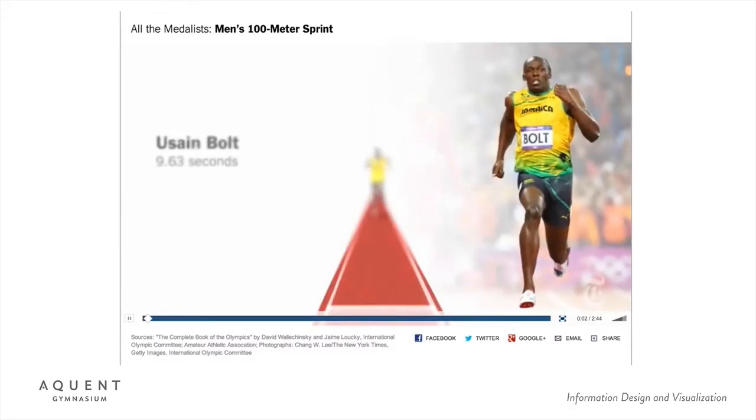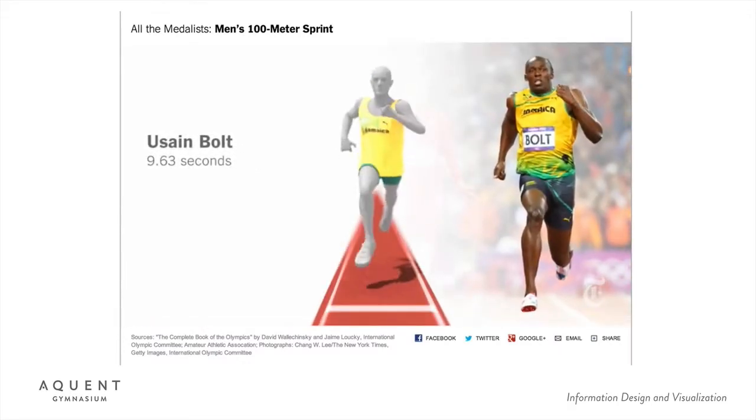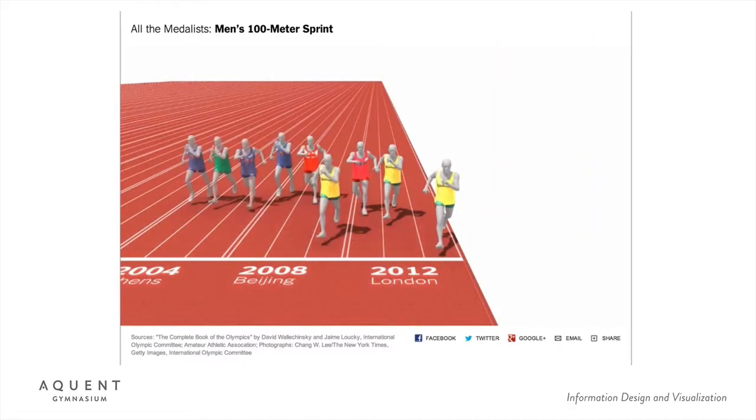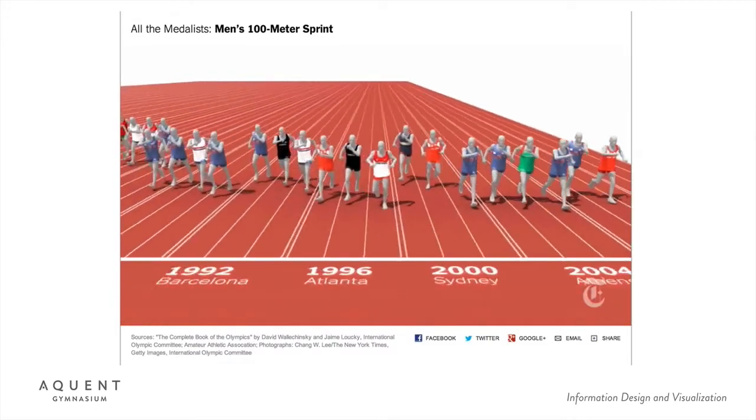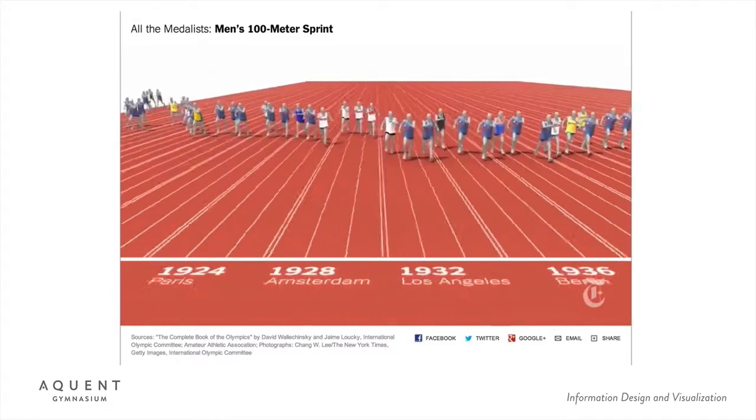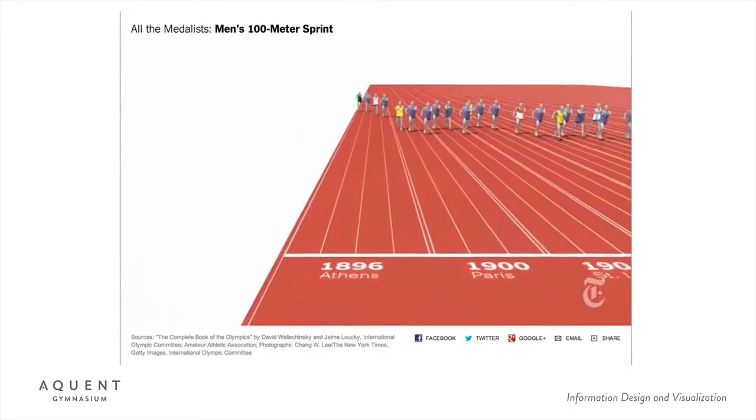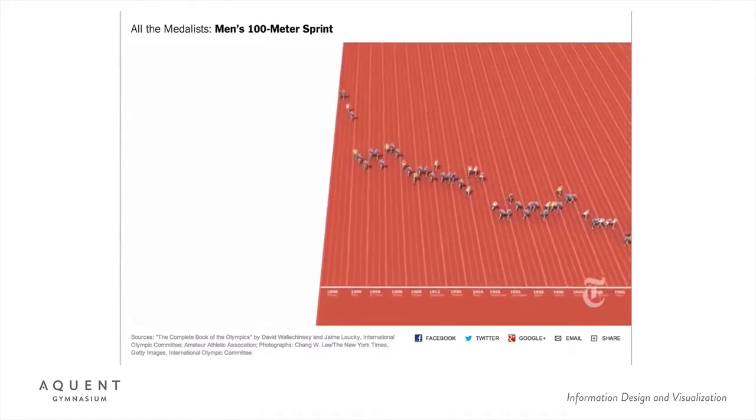And here we have a motion-based infographic from the Times that I worked on that places Usain Bolt's record-breaking run in the London 2012 Olympics in the context of all medaling sprinters since the dawn of the modern Olympics in 1896.